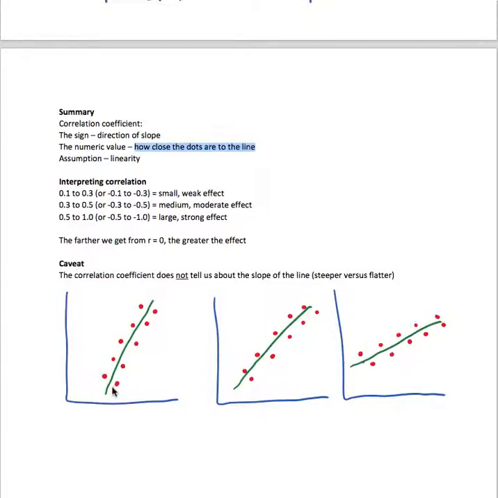It's not because it's steeper that it has a higher number, so do not get confused with that. The sign is the direction of the slope, up or down. The numeric value is how close the dots are to the line. And so if these dots are just as close as these dots are, then these would have the same correlation coefficient.